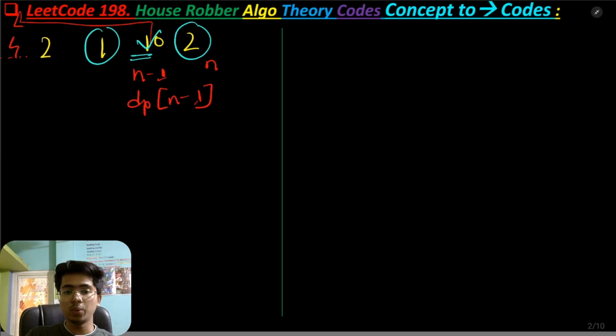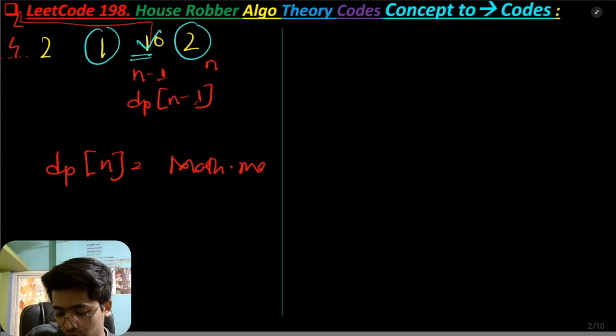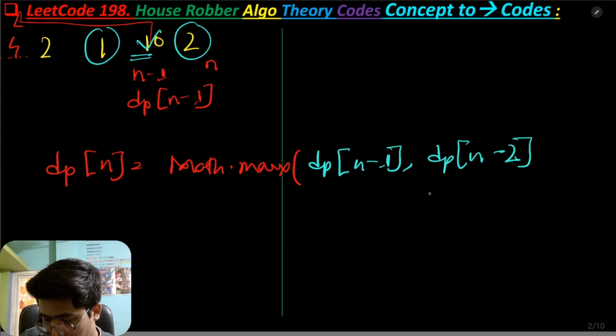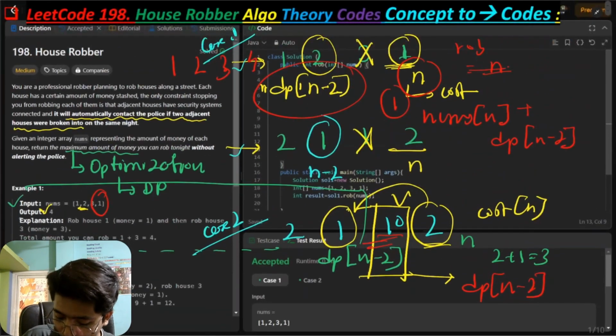So the total amount of money we'll be robbing, we can write like this, dp of n will be math dot max. Because there are two strategies, and among those two strategies, we will choose the one that returns the maximum amount. So it will be dp of n minus 1, comma dp of n minus 2 plus cost of n.